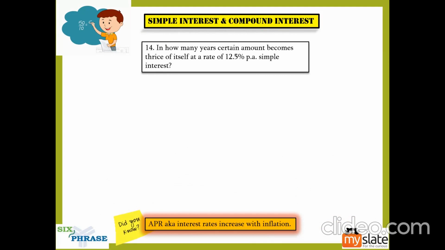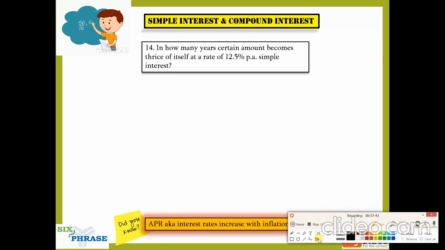In how many years does a certain amount become thrice of itself at the rate of 12.5 percentage per annum simple interest? So let us take the initial amount to be 100. So in how many years does this become thrice, or 300? That is what they're asking, if the rate of interest is 12.5 percentage per annum.